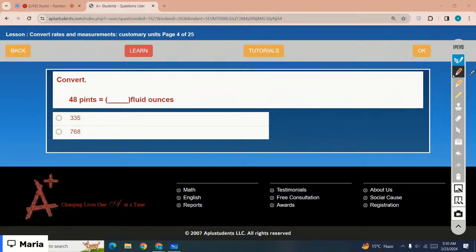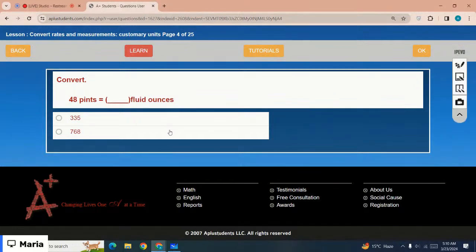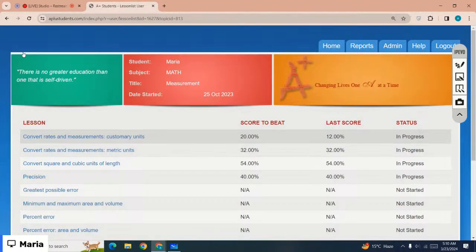So keep these basic conversions in your mind. When you have the basic conversions in your mind, you can do whatever you want, right? Okay, you can complete the lesson by yourself later today. Let me just move on to the next lesson.